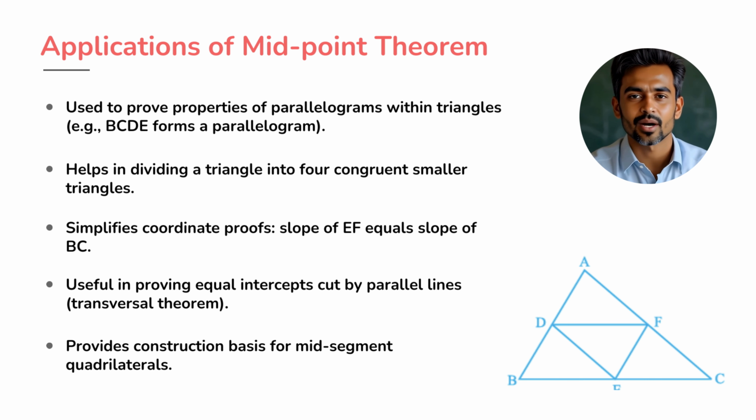Third, it is a powerful shortcut in coordinate geometry. Just check slopes. Slope of EF equals slope of BC, done. And finally, it proves fairness when parallels cut across transversals. Equal intercepts appear like magic. No cheating allowed. That's why this theorem is a favorite in both pure geometry and algebraic proofs.